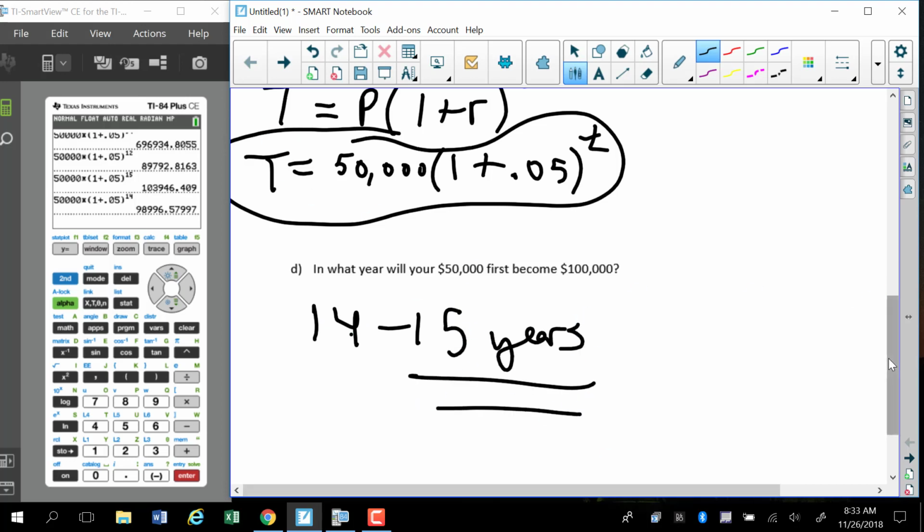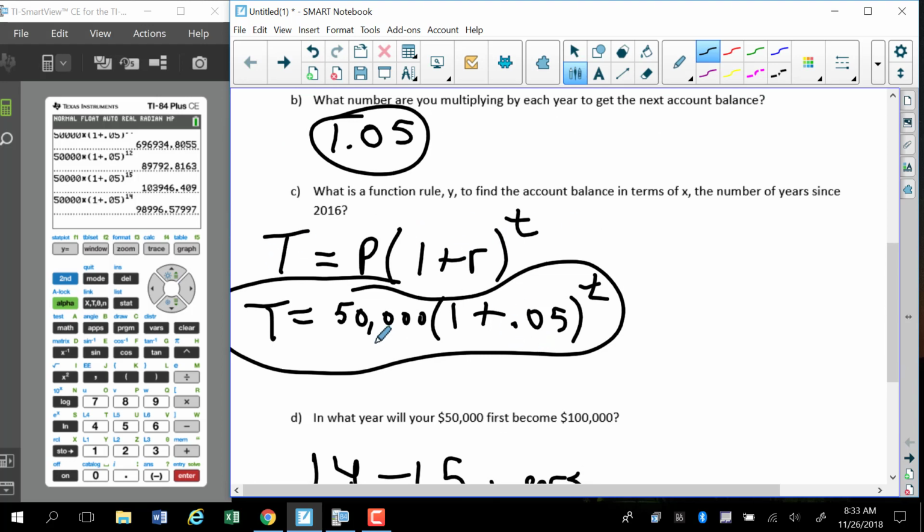So hopefully it makes sense how to use this little interest rate formula here to create an equation like this for any of these problems. Good luck.